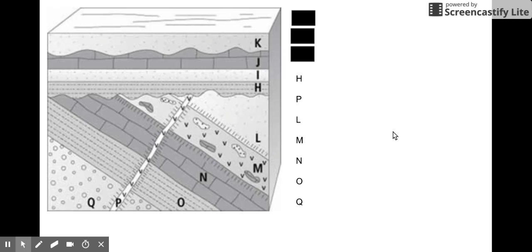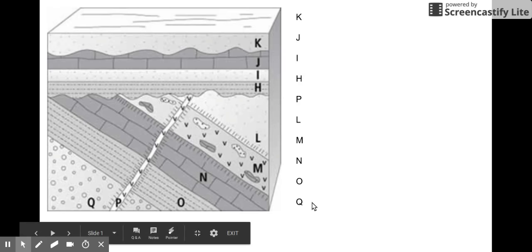What's on top of H? J, or I, sorry. I can't read my letters. I's on top of H. After I, now J, right? And on top of J is K. So we have our oldest down here, Q. Our youngest is K.